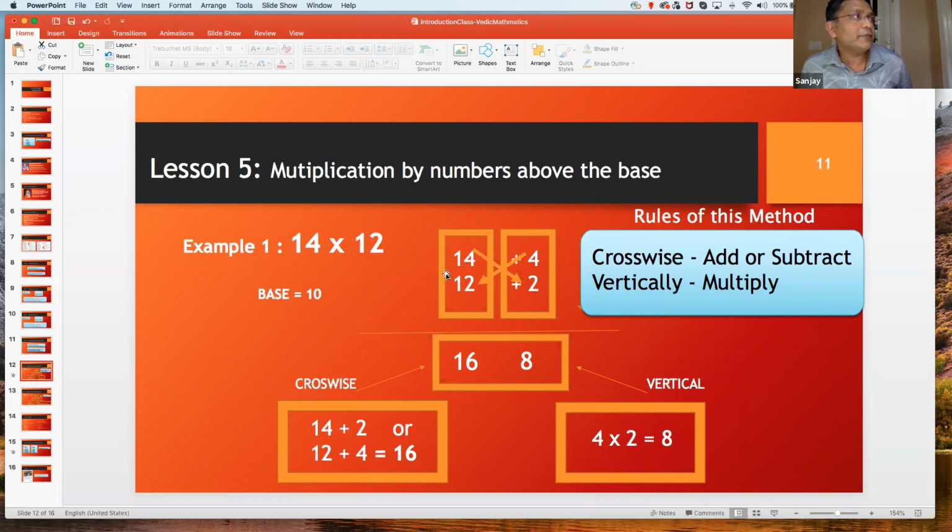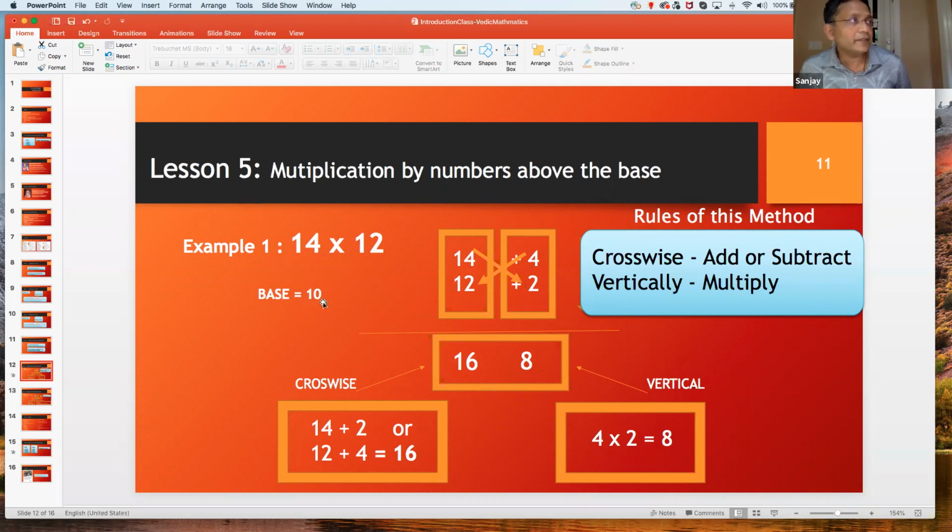So first I find what is the base. The base is 10. And then I write 14 and 12. And then I see how much more than the base, which is 4, because 14 minus 10 is 4. 12 minus 10 is 2. So I write the numbers 14 plus 4, 12 plus 2. I multiply this right side. 4 times 2 is 8. And you add crosswise, 14 and 2, and 12 and 4, is 16. And that's how you get the answer 168. Okay. So a very simple one-line method of getting simple multiplications such as 14 and 12.